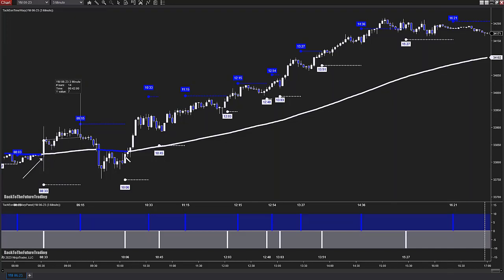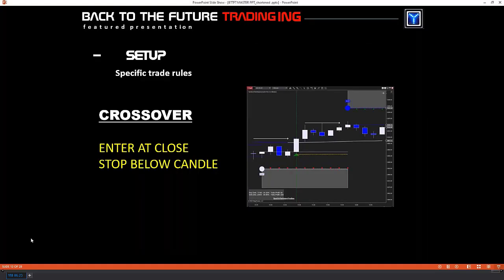At 10:06, we're below the moving average. At 10:09, we're below the moving average. At 10:12, we close above the moving average. We enter at the close of that candle. Our stop is 1 to 2 ticks below the candle that crossed over. Are you making this up? No. It's called a crossover signal.